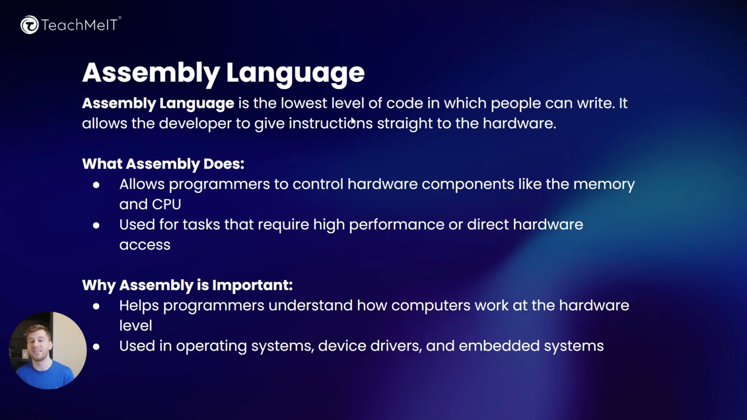Assembly language is the lowest level of code which we as people can actually write. It allows us as developers to give instructions straight to our hardware. Assembly languages, essentially, allow us to control hardware, used for tasks that require high performance or direct hardware access, and usually we use these mainly in operating systems, device drivers, and different types of embedded systems.